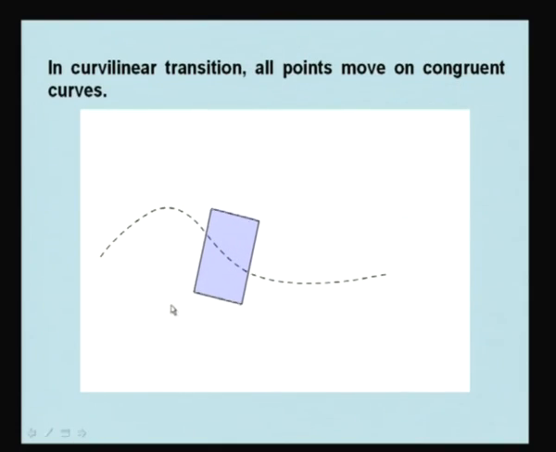Now in curvilinear translation, all points move on congruent curves. So this is an example of curvilinear translation. However, even in this case, the velocity is the same for all particles. The velocity may be changing, the body may be accelerating or decelerating, but that is a different issue. The velocity of one particle is the same as the velocity of any other particle on the body. So this is an example of curvilinear translation.